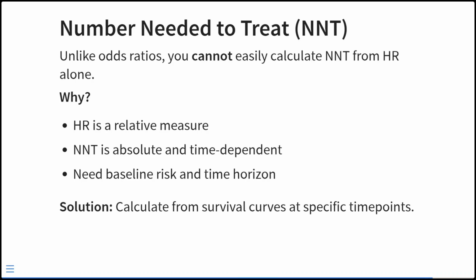So the number needed to treat. Unlike odds ratio, you cannot easily calculate the number needed to treat from hazard ratio alone, because the hazard ratio is usually a relative measure and the number needed to treat is absolute and time dependent, and it also needs baseline risks and time horizon. So how do you calculate your number needed to treat? You calculate the number needed to treat from the survival curve at a specific time.